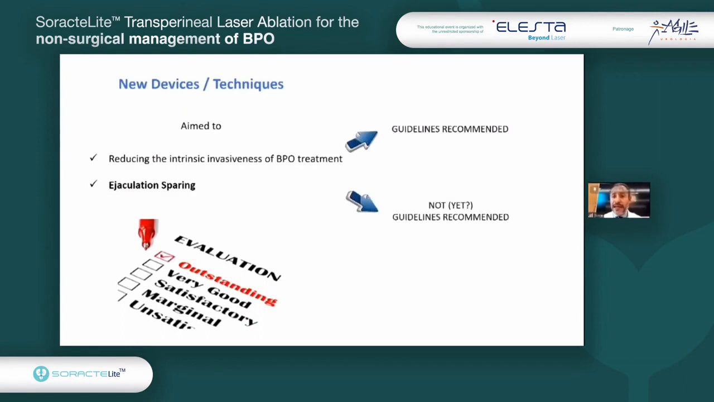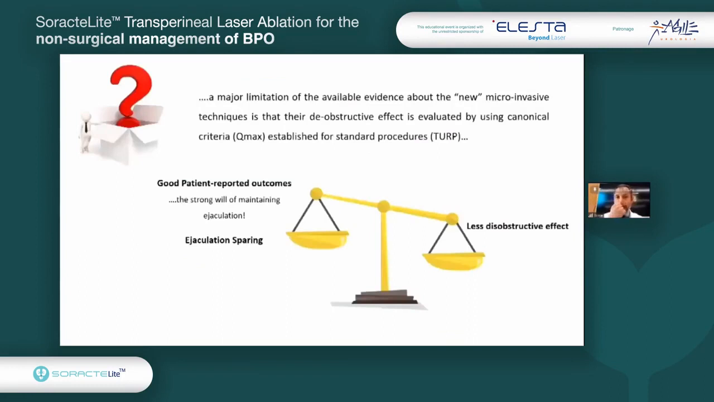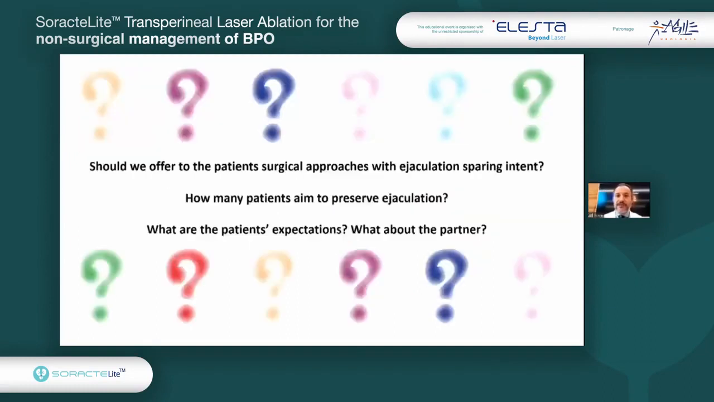If we take a look at the guidelines, we have just one device which is already present in the guideline, which is the Urolift. But not one word is spent about what to do if the patient wants to spare the ejaculation. And what is important to consider is that a major limitation of the available evidence about new microinvasive techniques is that the obstructive effect is evaluated just using criteria like Qmax established for standard procedures like TURP. But is that the right way to proceed to judge and to have a clear idea about this ejaculation sparing technique? So is it the right thing to do, just compare this technique to the TURP? I don't think so. And this is what we are trying to assess today with the discussion.